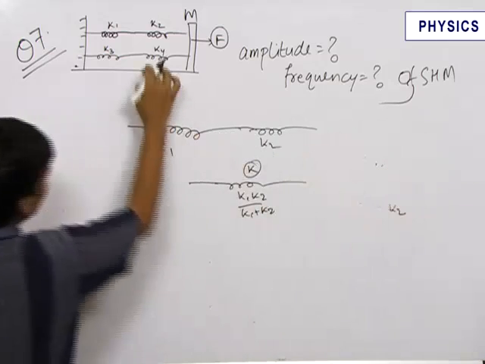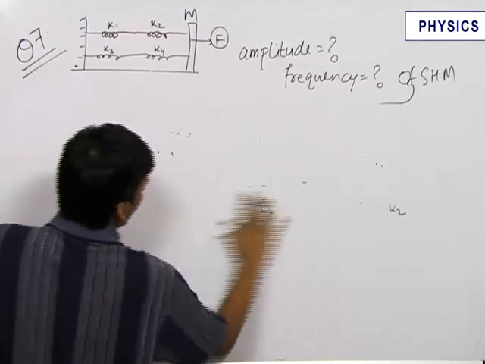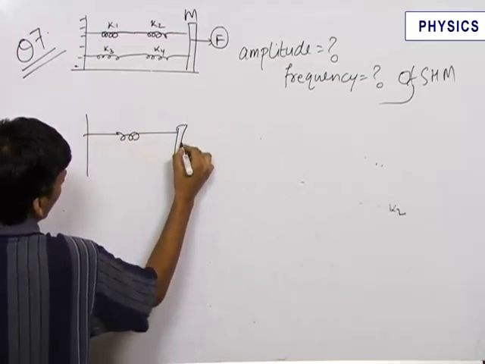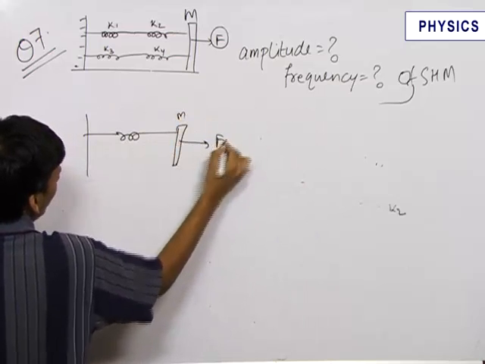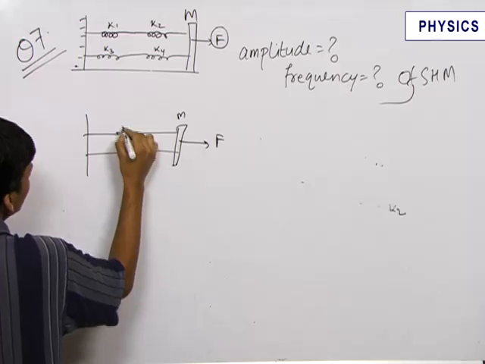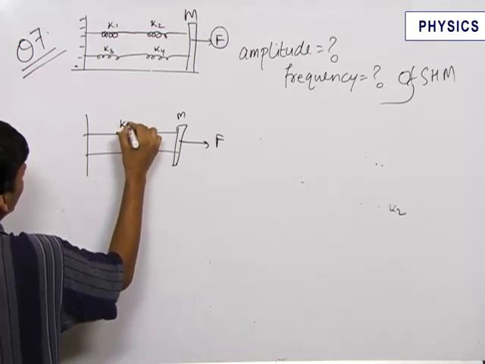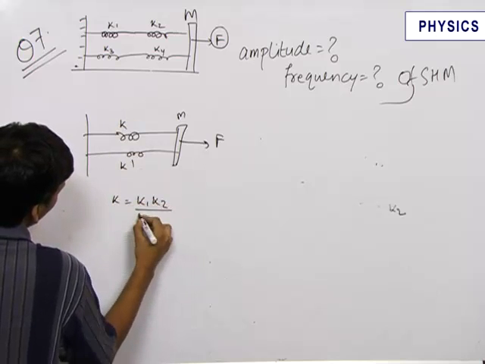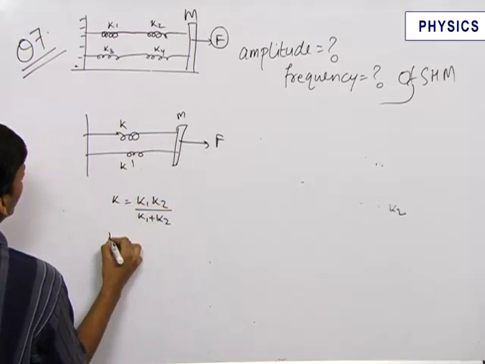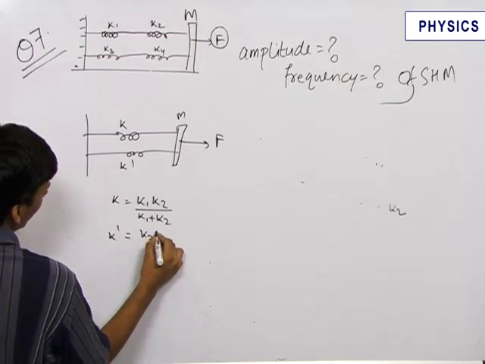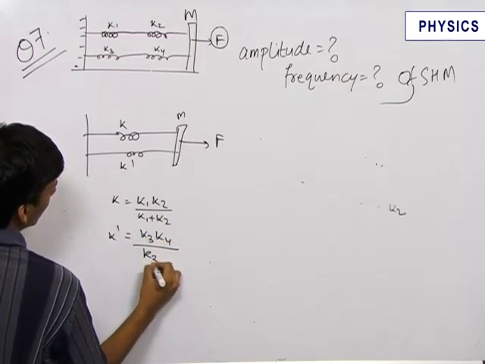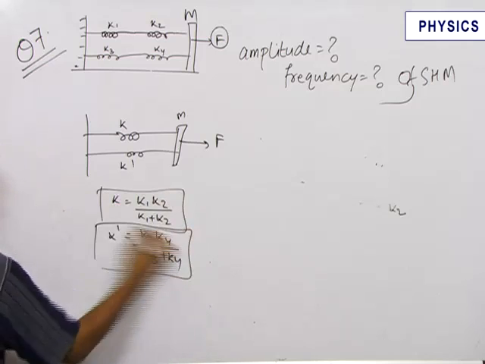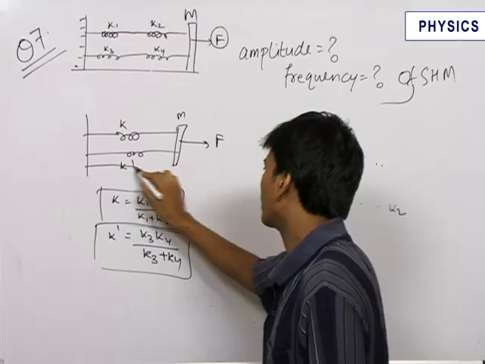Similarly, for this pair again, we replace it similarly. Therefore, the final system becomes a block of mass M, force F, 2 springs. Let the spring constant of this be K and let this be K dash. K is equal to K1 K2 upon K1 plus K2. K dash is equal to K3 K4 upon K3 plus K4. These are the resultant spring constants which can be replaced here.